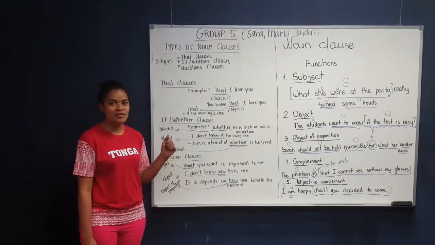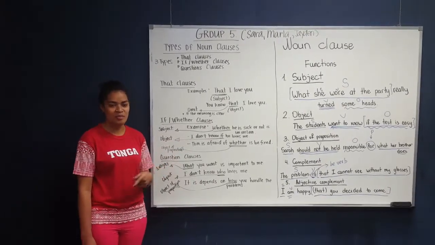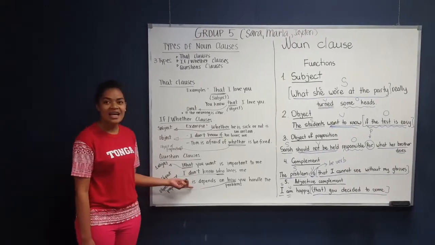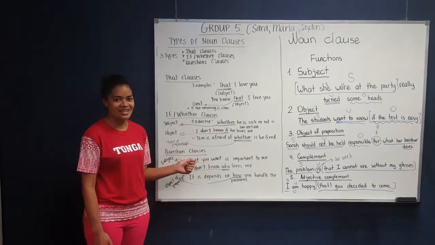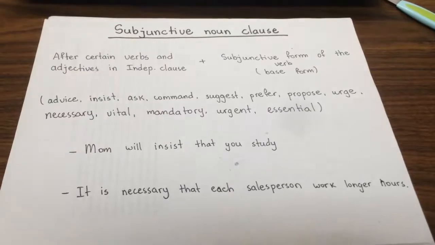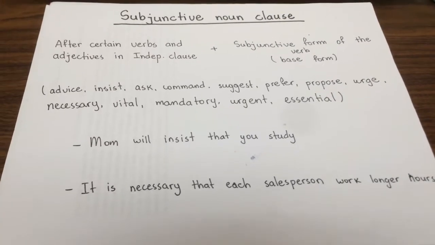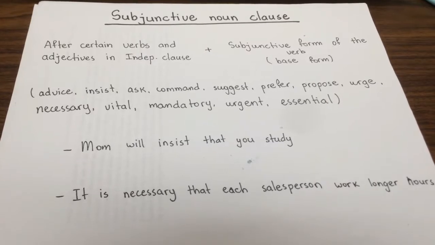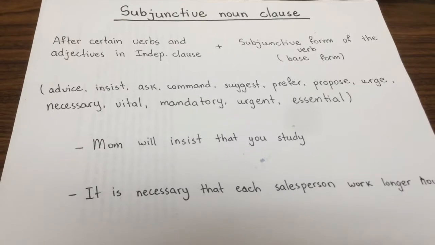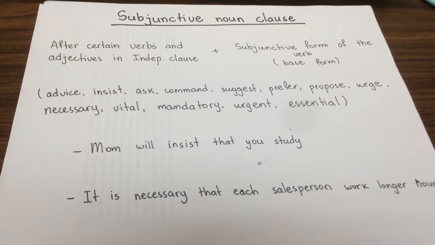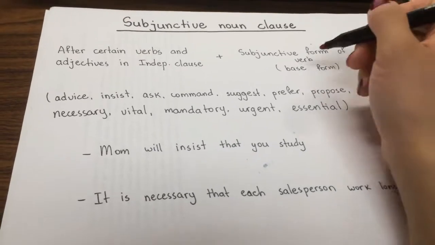The last example for question clauses is it all depends on how you handle that problem. How, in question clauses, is an object of a preposition. Now we are going to talk about subjunctive noun clauses. After certain verbs and adjectives in independent clauses, you must use the subjunctive form of the verb in the noun clause that follows. The subjunctive form of a verb is the same as the base form.